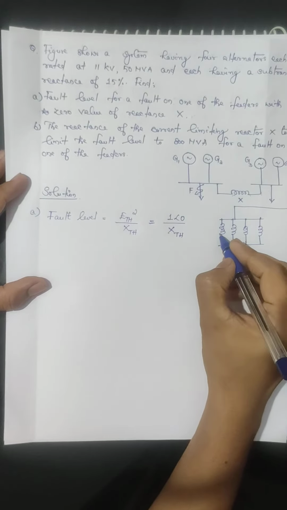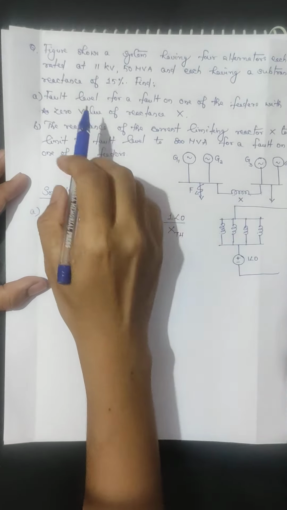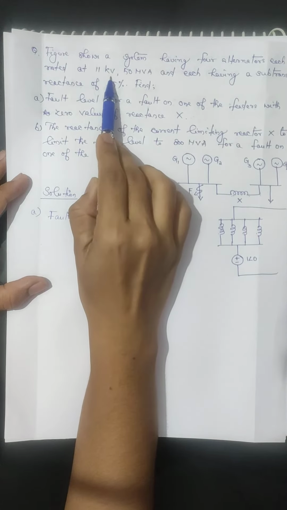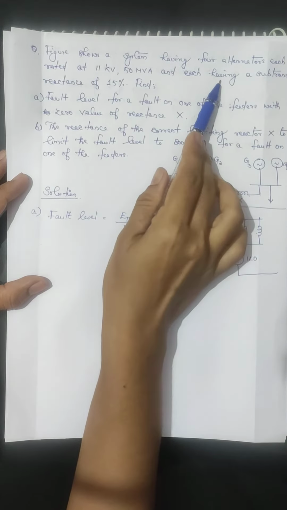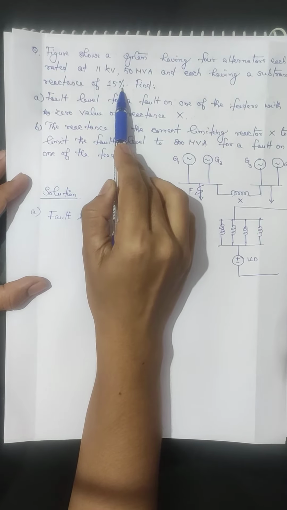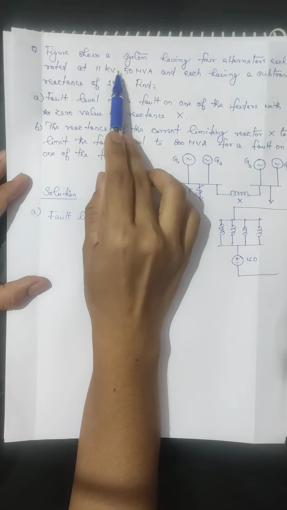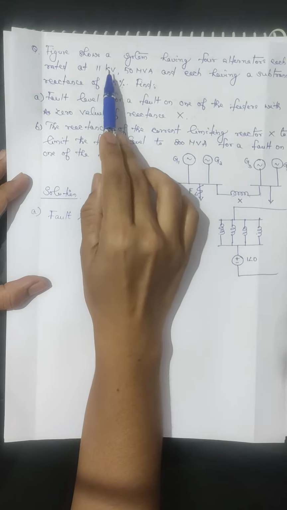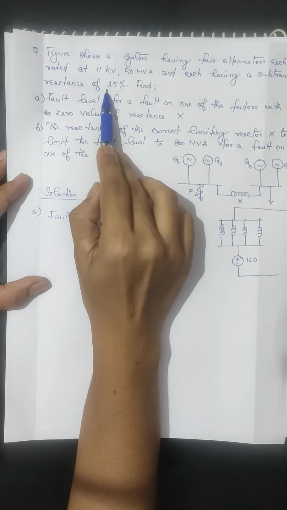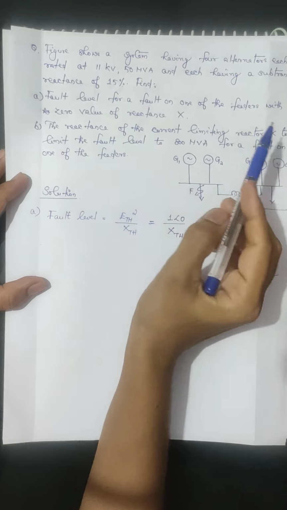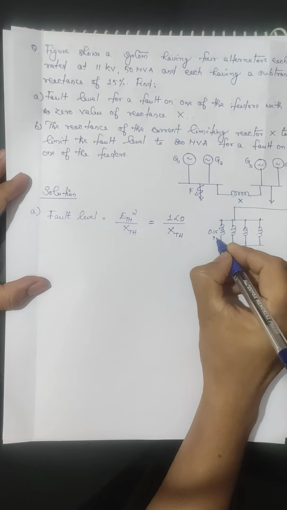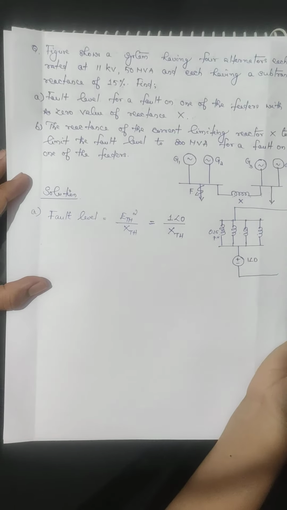So what will be the value of these reactances? All the generators have the same ratings, 11 kV, 50 MVA, and each of them has a subtransient reactance of 15%. As all of them have the same rating, that means the same base kVA and same base MVA, all of them will have the same per unit reactance also. So X per unit will be 0.15 per unit for all the reactances.